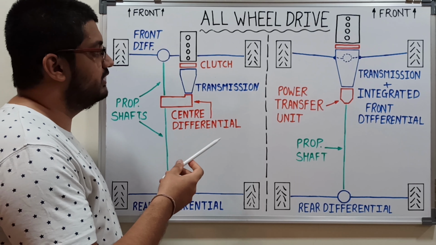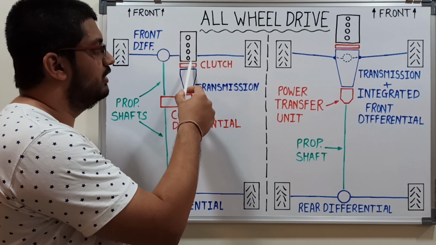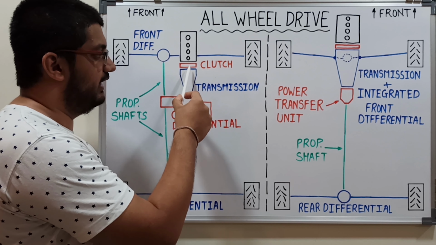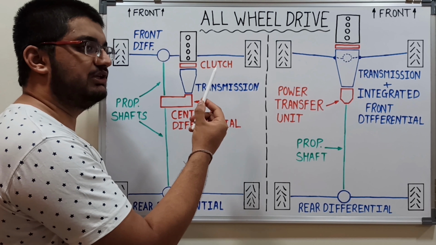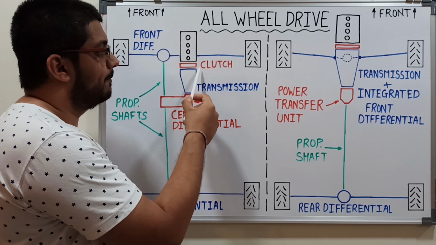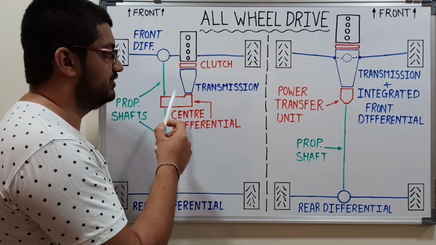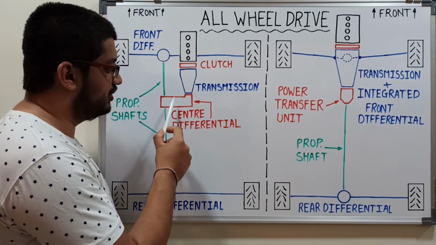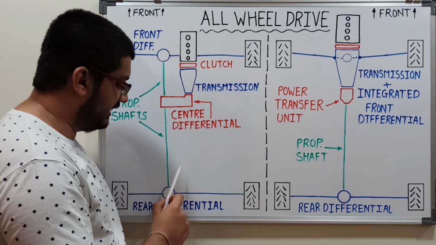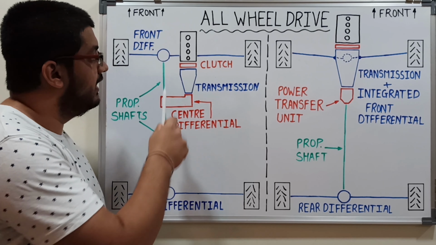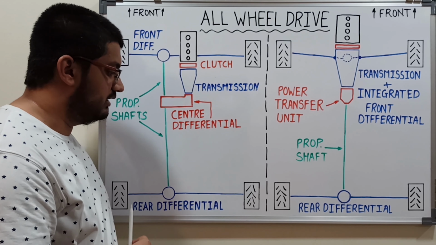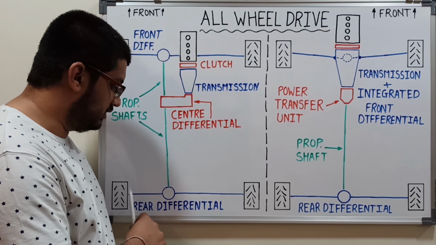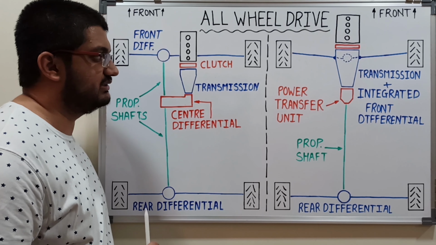So the power flow is obviously from the engine to the clutch, from the flywheel to the transmission, and if it is an automatic transmission, through the torque converter to the automatic transmission. Then the transmission output is connected to this central differential, which splits the power into the front axle and the rear axle. And the power is provided to the wheels through the solid shafts of the front and rear axle.